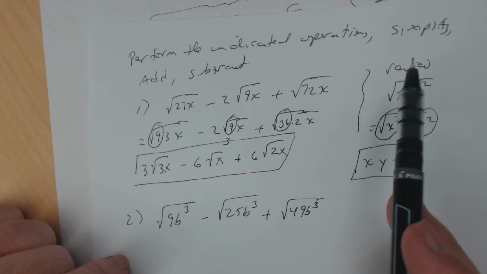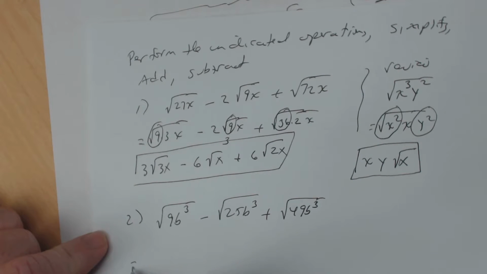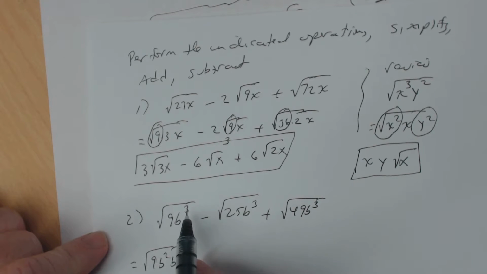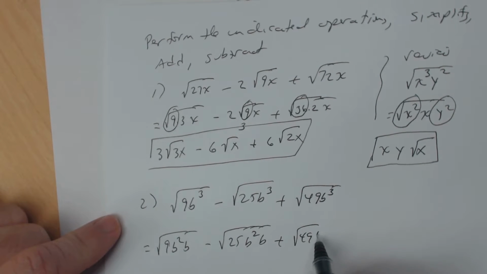But b cubed, I'm going to use this idea here. I want to rewrite it so that I can get an even exponent with this. So I'm going to get the square root of 9b squared times b. So it's the largest even number less than 3, and it's 2. And then minus the square root of 25b squared times b plus the square root of 49b squared times b.